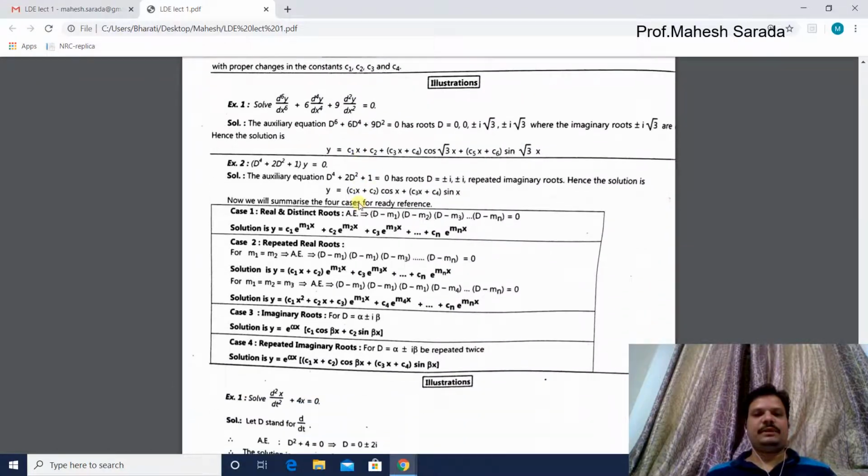Similarly, we can see the example. For this example, D raised to 6 plus 6D raised to 4 plus 9D square equal to 0 has the roots 0, 0, plus minus i root 3, plus minus i root 3. So for this we can use the general solution like this.